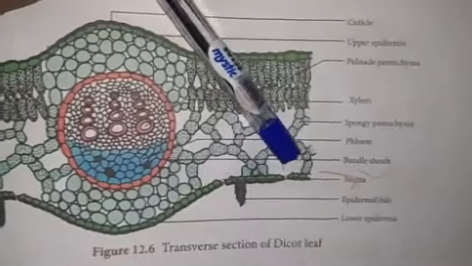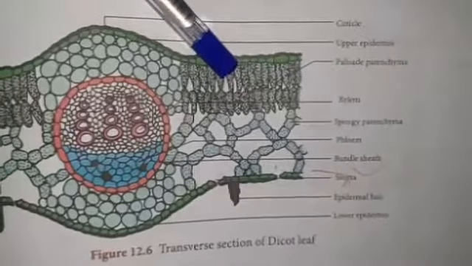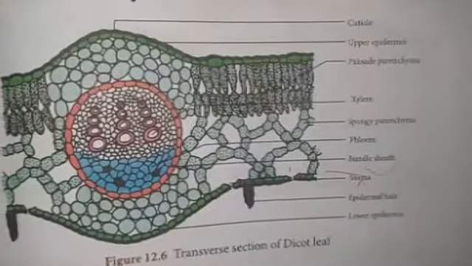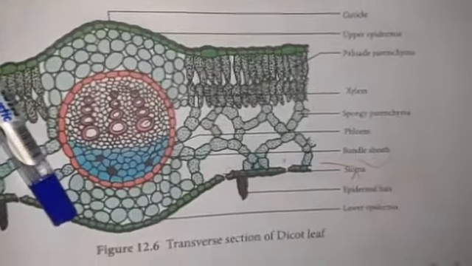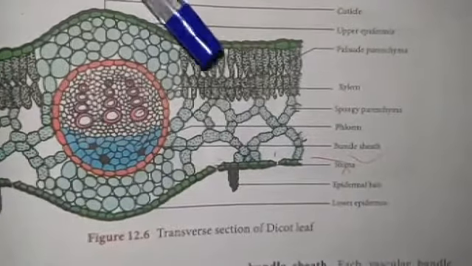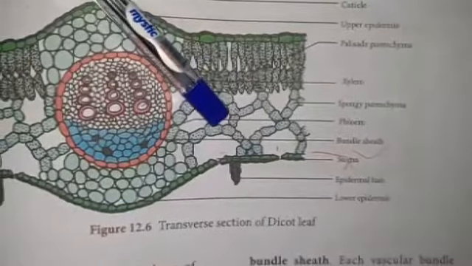Respiratory cavity or substomatal cavity. So mesophyll: meso means middle, phylum means leaf. The mesophyll is present in between the upper and the lower epidermis. In dorsiventral leaf, the mesophyll is made up of two types of tissue: one is palisade parenchyma and the other is spongy parenchyma.